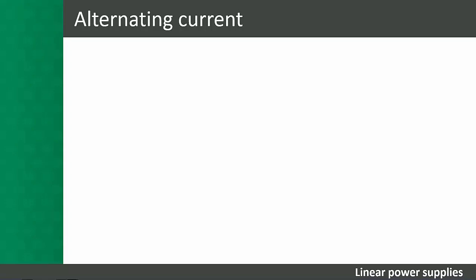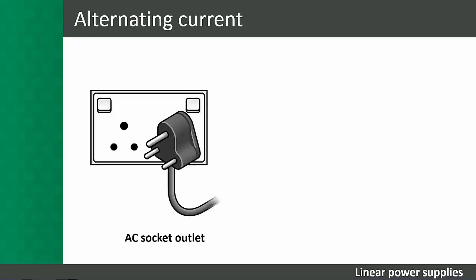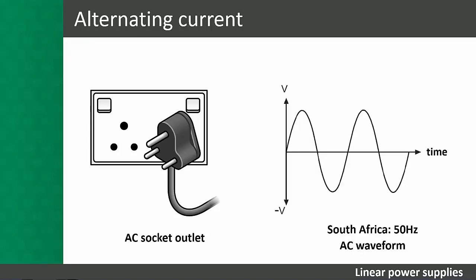All circuits require some source of power to operate. The most convenient source of such power is alternating current, which is easily obtained from any AC socket outlet. Remember that AC current is current that changes direction many times a second at regular intervals. In South Africa, it changes direction 50 times a second, or 50 Hz. The waveform is usually a sine wave and is represented like this.